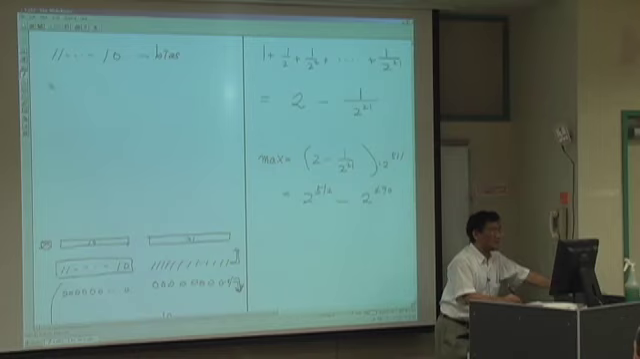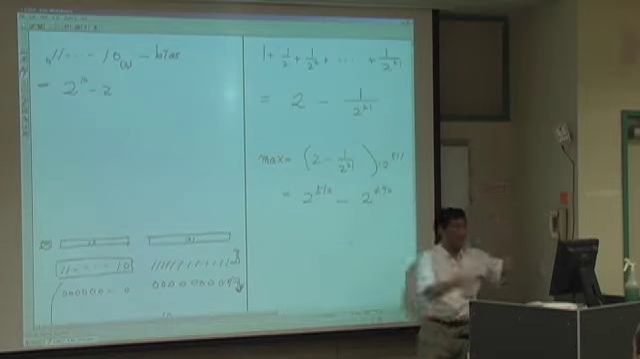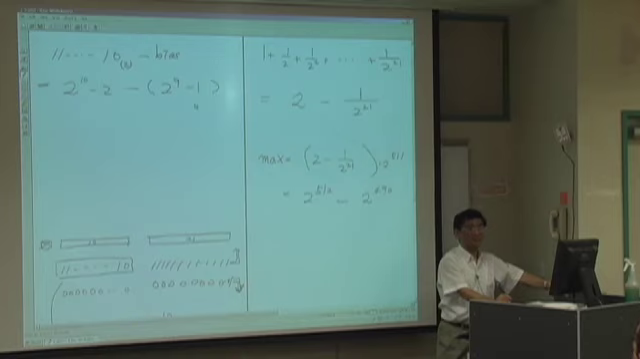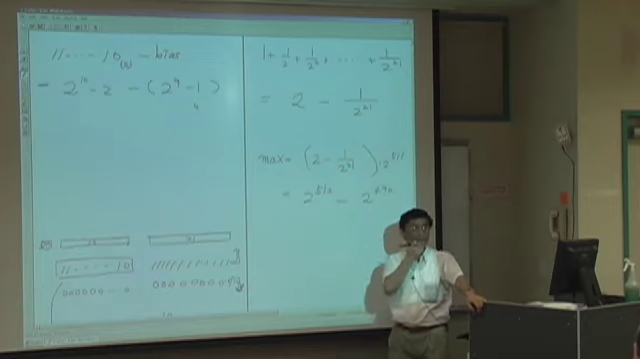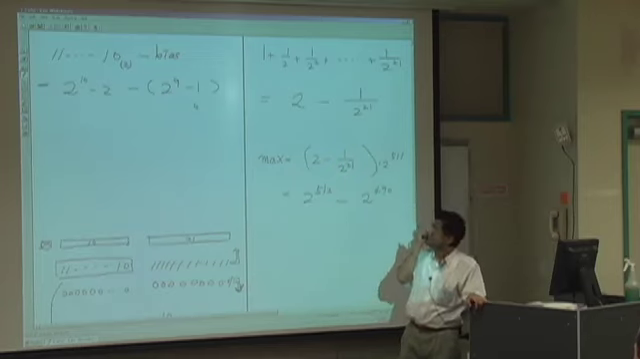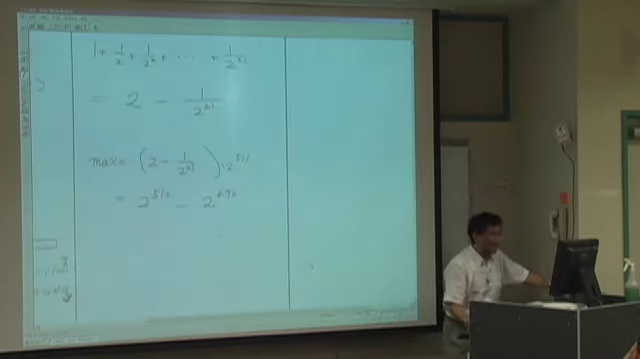Right. Then, in binary representation, this number is what? 2 to the power of 10 minus 2. Because if you add 2, then it will become 1, 0, 0, 0, 0. Right. And then minus bias. What is the bias? Minus 511. Right. Do you follow me? That is 511. Yes, that is 511. So this is the maximum number that we can represent.